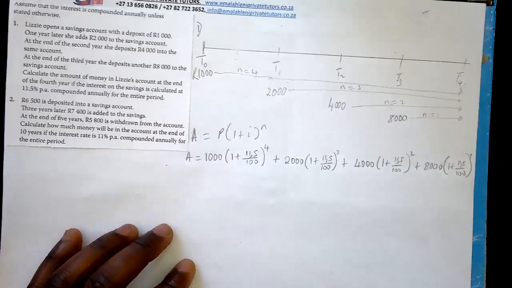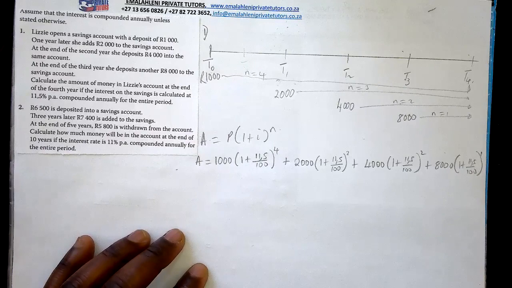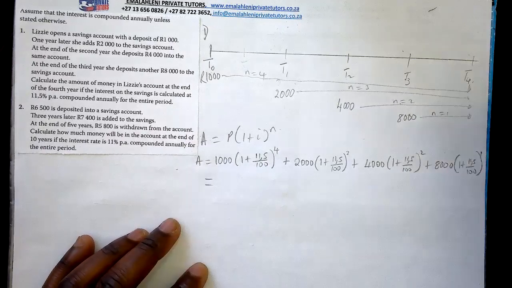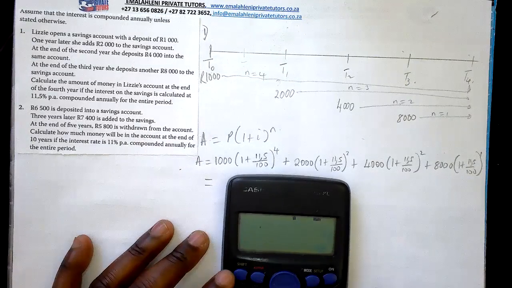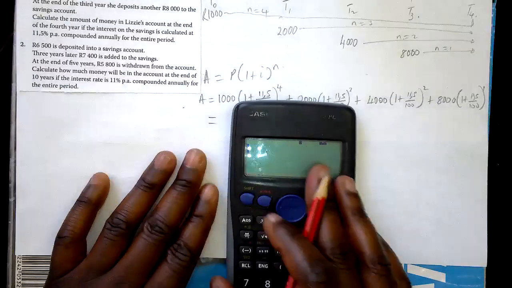That's how we work it out. Then now, let's see what we get there. You can punch everything in the calculator. We don't need to stress. We're just going to punch. Let me just put it like this so that you can see.